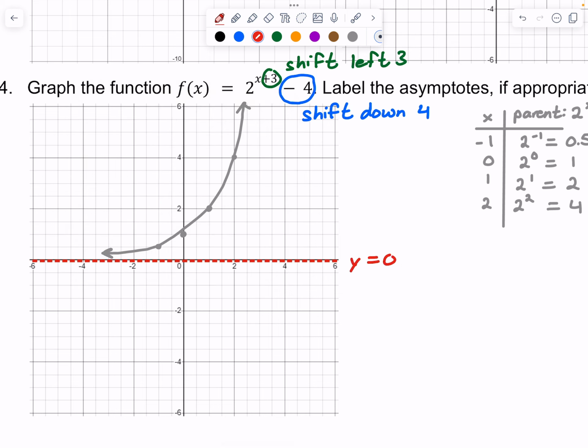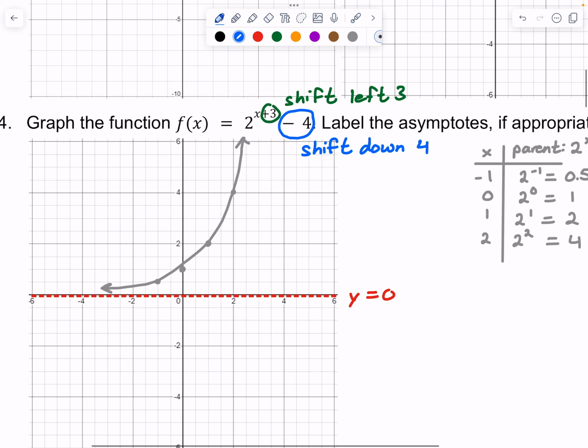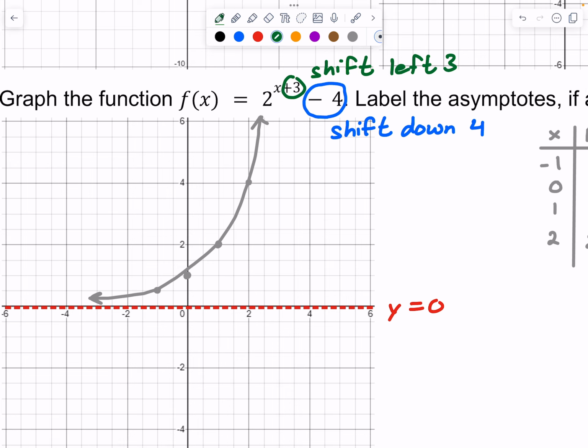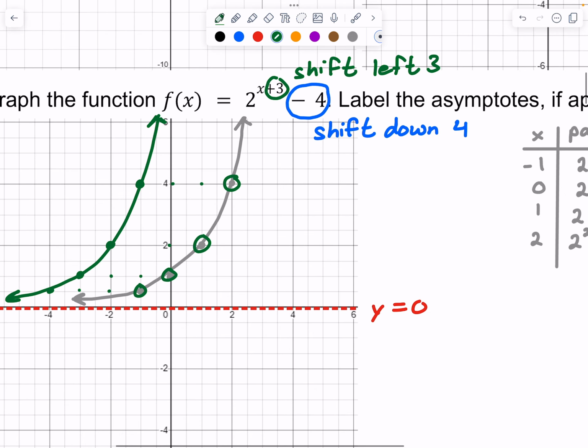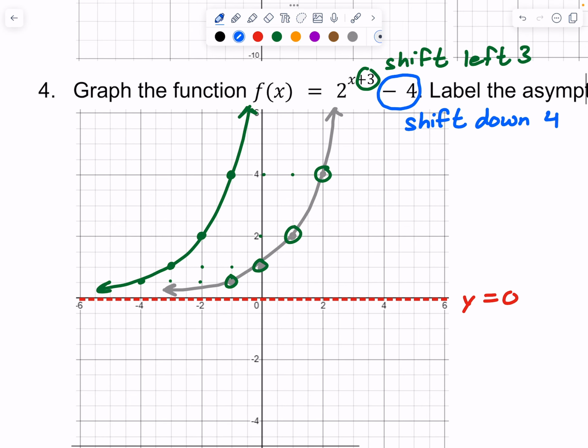So now that I've got my parent function, I'm going to apply the two transformations. The first thing I'm going to do is shift it left by 3. So if I take this guy and shift it left 3, it'll be here. This guy will be here, this one and this one too. My asymptote is not going to move because shifting this line left and right is not going to change it at all. The last thing I need to do is take every point and shift them down 4.